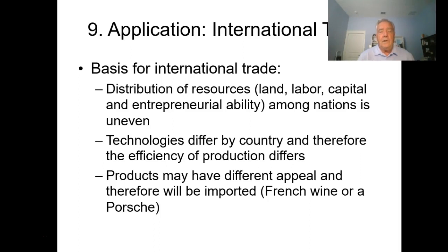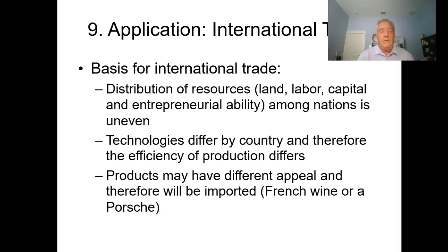Secondly, there are technologies that differ by country, and therefore efficiency of production differs. Primarily, a key example here is using robotics to build cars and other products. That development has resulted in some countries having a definite advantage in using robotics. We were slow in car manufacturing to use robotics. We learned a lot from the Japanese.